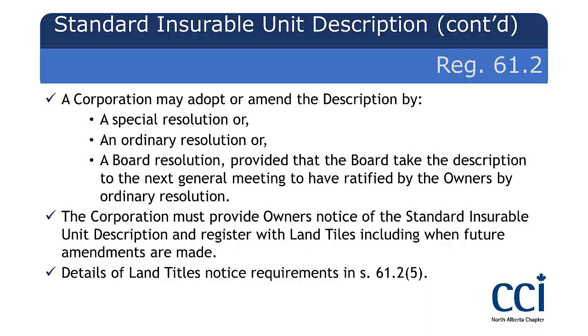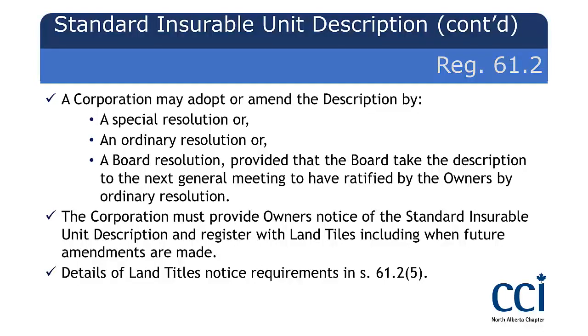by ordinary resolution. What I'm not certain, and I'd like some input later on if we have the chance, what happens if it's not approved by ordinary resolution? And it's not really clear, in my opinion, in the regulations. The corporation must provide owners notice of the description and then ultimately register that at land titles, including when future amendments are made.